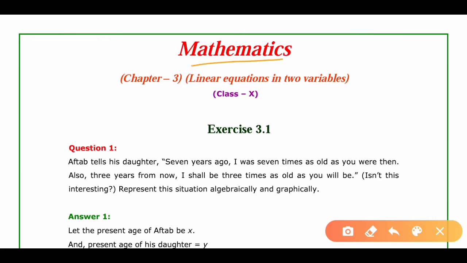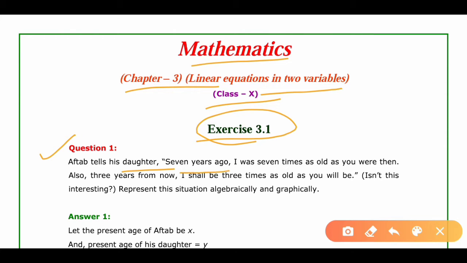Mathematics, Chapter 3, Linear Equations in Two Variables, Class 10 CBSE. Exercise 3.1, Question number 1. Aftab tells his daughter, 7 years ago I was 7 times as old as you were then. Also, 3 years from now, I shall be 3 times as old as you will be. Isn't this interesting? Represent this situation algebraically and graphically.